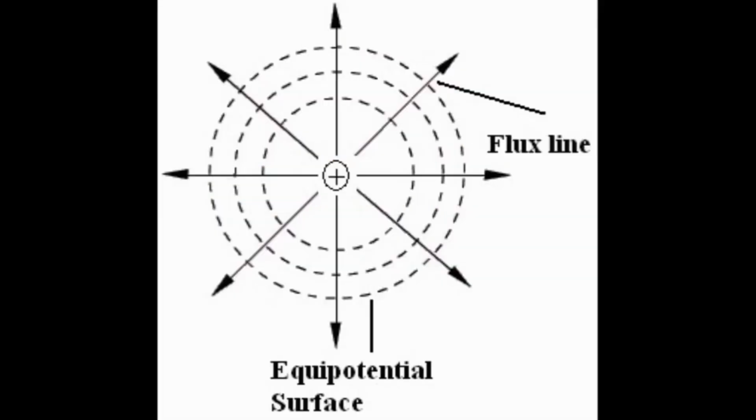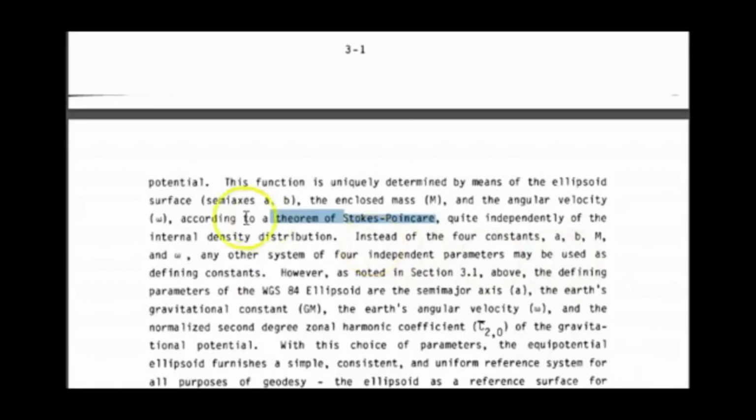Mil. They discuss here the equipotential ellipsoid. Okay? An equipotential ellipsoid or level ellipsoid is an ellipsoid defined to be an equipotential surface. Semi-axis is A and B, then enclosed mass.